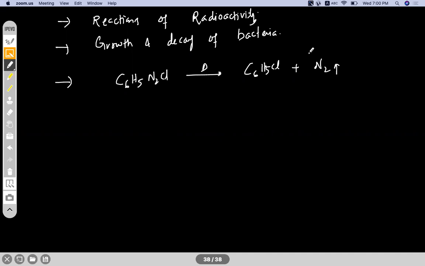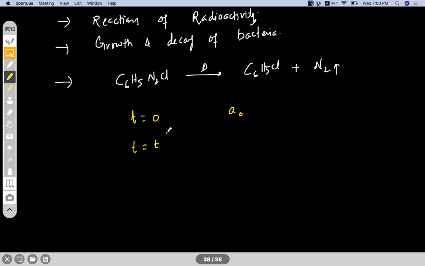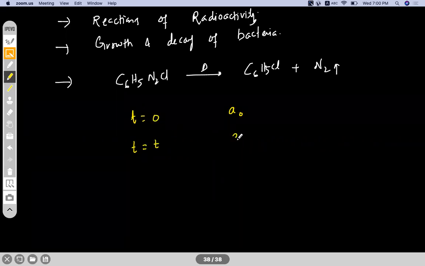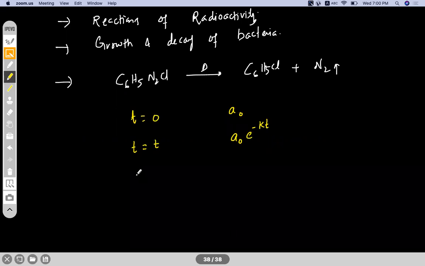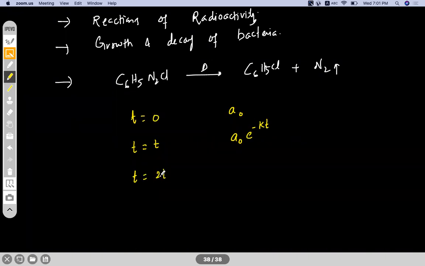Now you see one more pattern here. At time t is equals to 0, what is the concentration we have? A naught, the initial concentration. At time t is equals to t, what will be the concentration? A naught e to the power minus kt. Look at the formula I have given you before in the previous page. A naught e to the power minus kt at time t is equals to 2t.